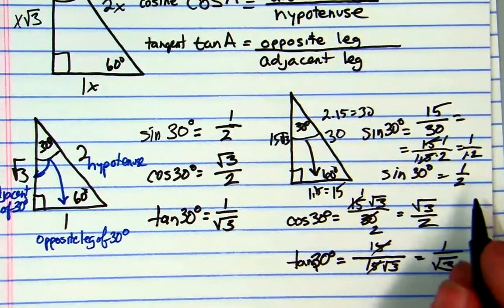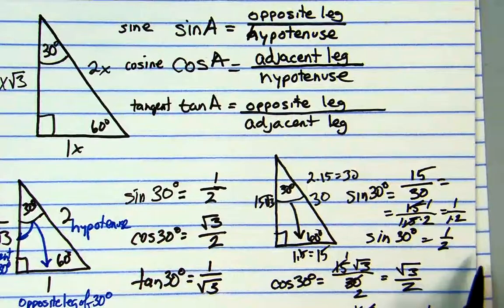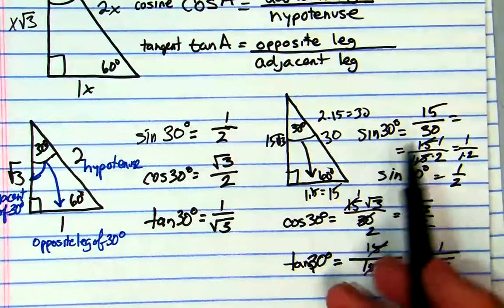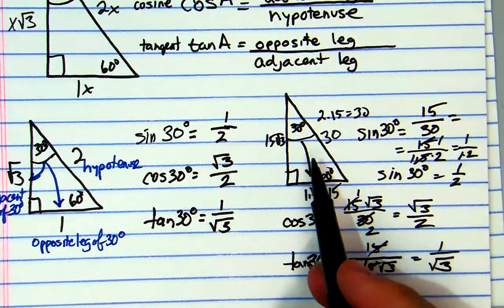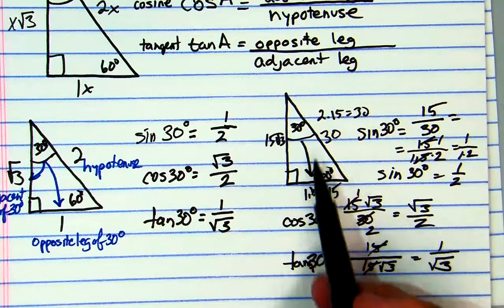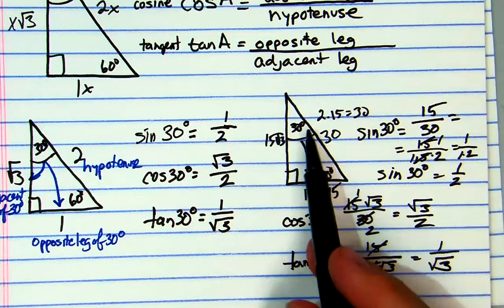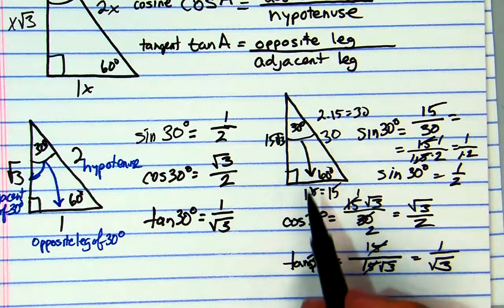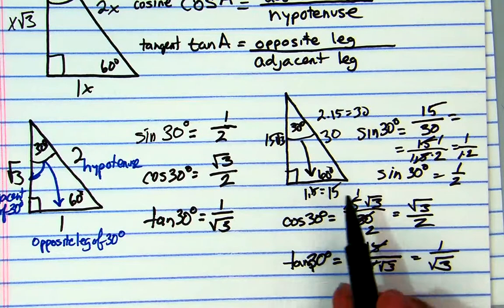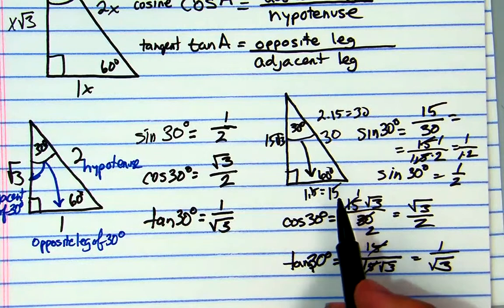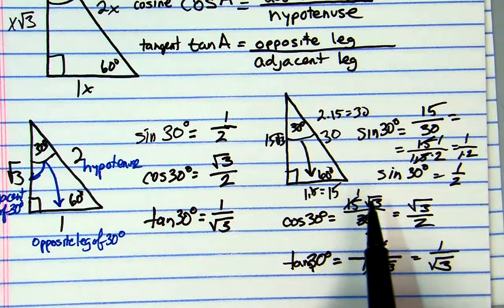So, we have our defined sine, cosine, and tangent, which is just the ratio of the sides. Each angle has its own specific values. Like the sine of 60 is not the sine of 30. The sine of 31 is not the sine of 30. Every angle has its own unique sine, cosine, and tangent.